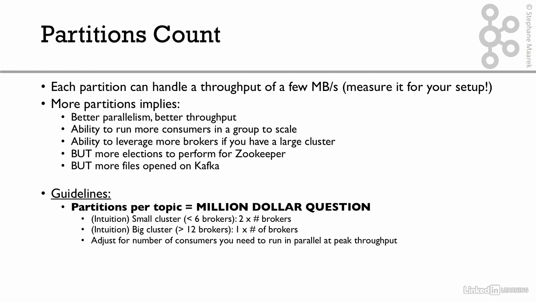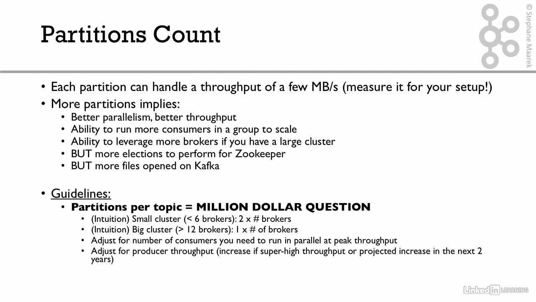Now, the idea is that you also want to take into account the number of consumers you need to run in parallel in a group at peak throughput. So if your consumers are going to be very busy, very CPU intense, and you need 20 consumers at peak time, well, you definitely want at least 20 partitions in your topic, okay? Regardless of how big or how small your cluster. So it's very important to have that and know this.